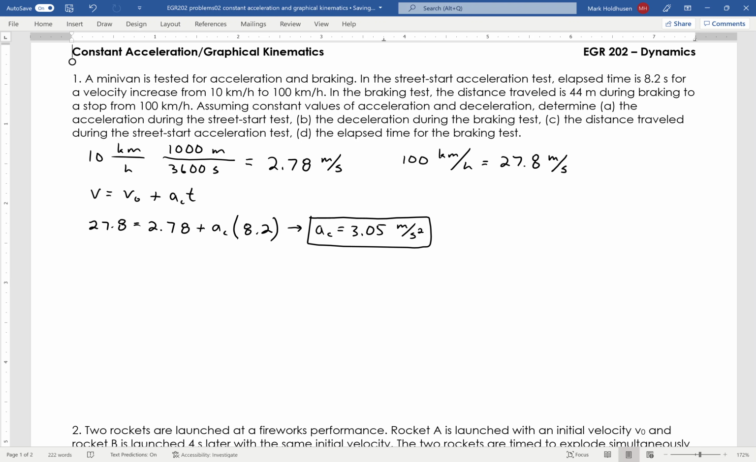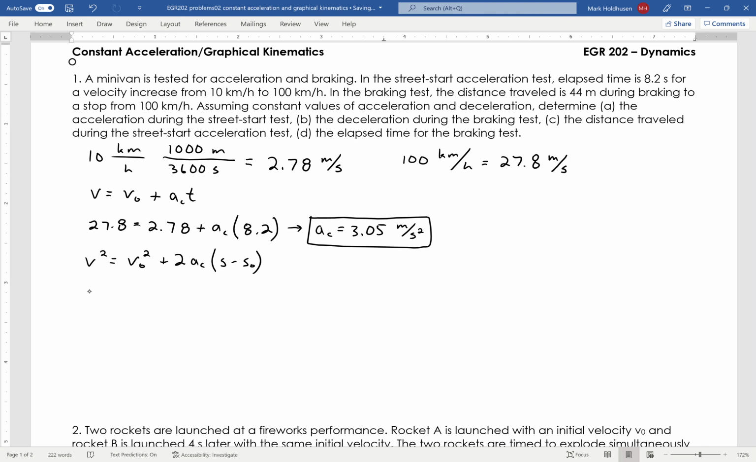Now the second one, it wants me to find the deceleration of the other problem. Now this one is based on position, right? I've got an initial and final velocity and then a distance traveled. So I'm going to use the equation without time in it because I don't care about the time on this one. I have my initial and my final velocity plus 2ac and then the change in position that I have right here.